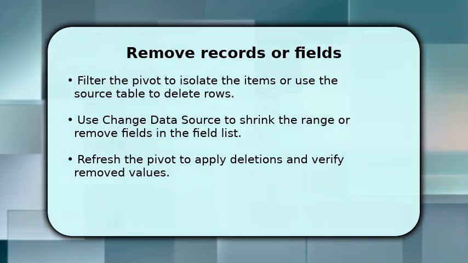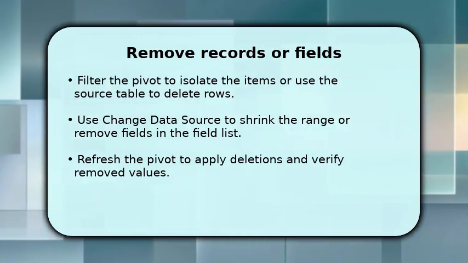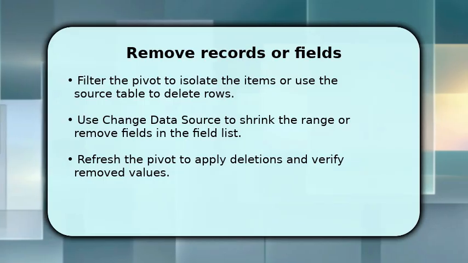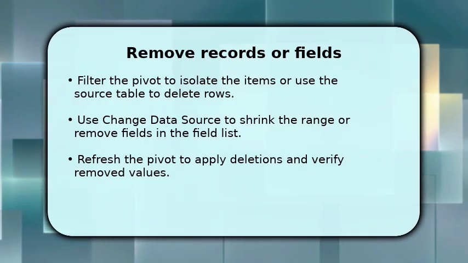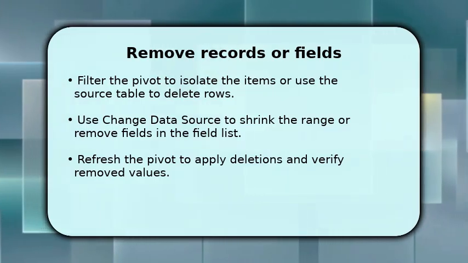Once rows are gone, use Change Data Source to adjust the range if needed, or uncheck fields in the field list to drop them. Then refresh the pivot table so it recalculates against the updated source.